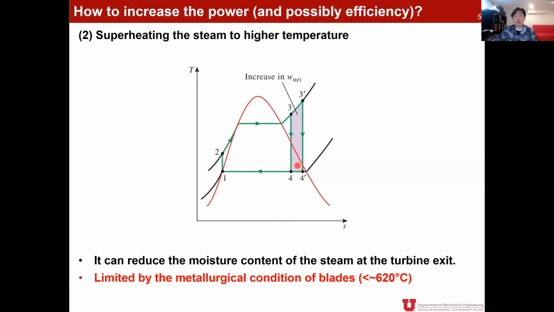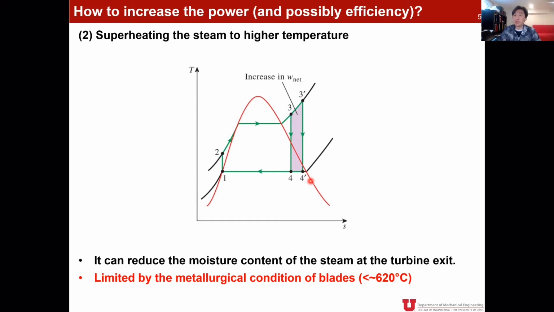Obviously that would require more investment in terms of the steam generator size and steam generator heat input, but it actually gives us certain payback. And another advantage of superheating the steam is that we can also increase the quality at the exit from 4 to 4 prime. And as we discussed in an earlier slide, that is good for us.